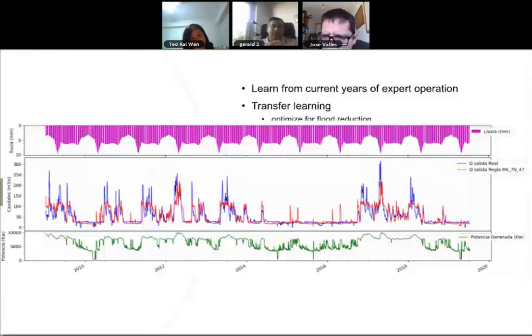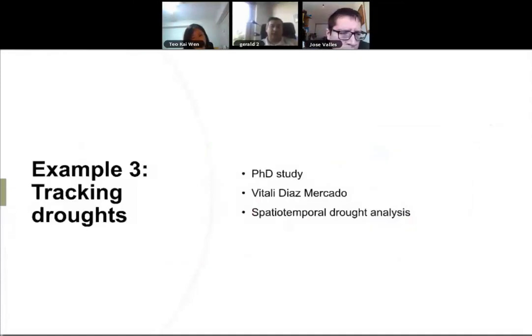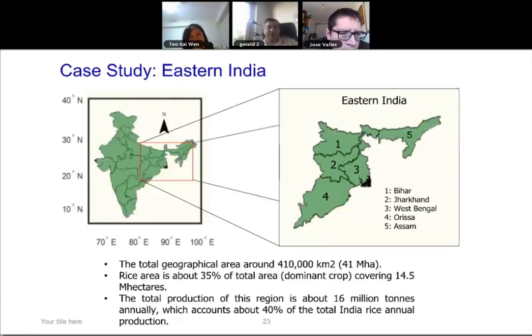Maybe 80% of the events were resolved by making an intelligent machine learning model take the decisions. And this was built on past experience and then optimizing the maximum reduction that you can have in flood, with the maximum production of energy and the maximum satisfaction of agricultural irrigation. Okay, and then this is the third example.